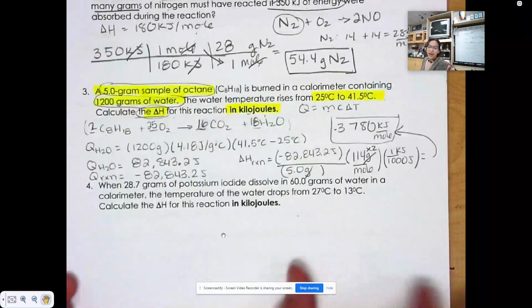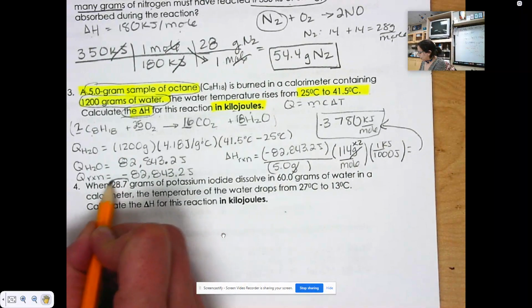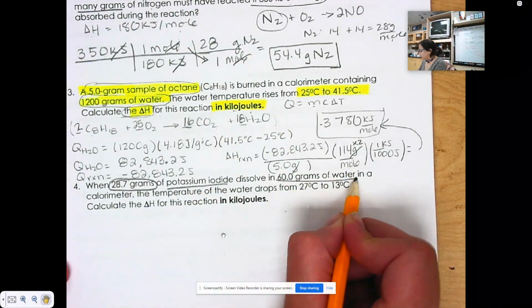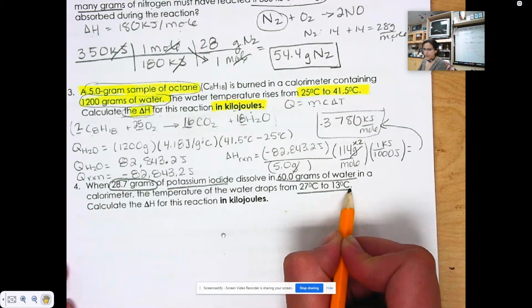Hi, so I'm going to go ahead and solve the fourth problem for us. Okay, we have 27.8 grams of potassium iodide dissolved in 60 grams of water. Our temperature changes from 27 to 13 degrees Celsius.